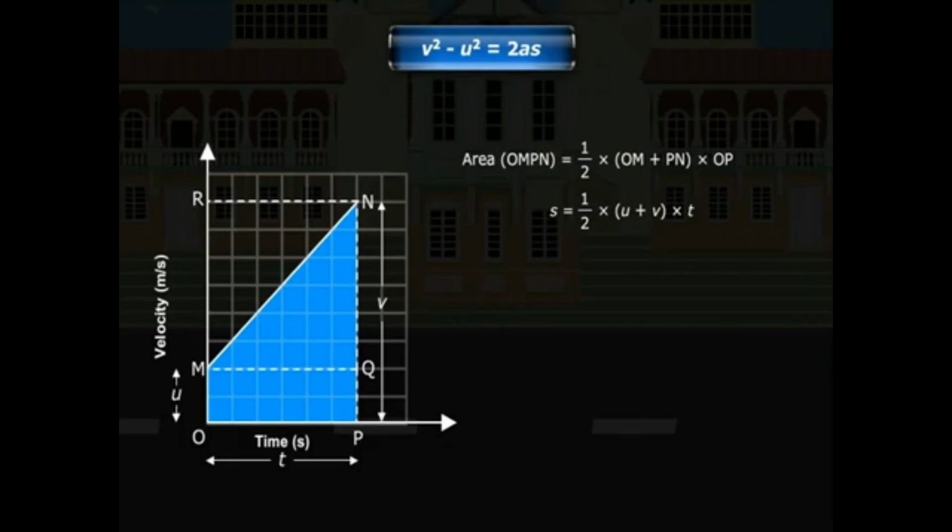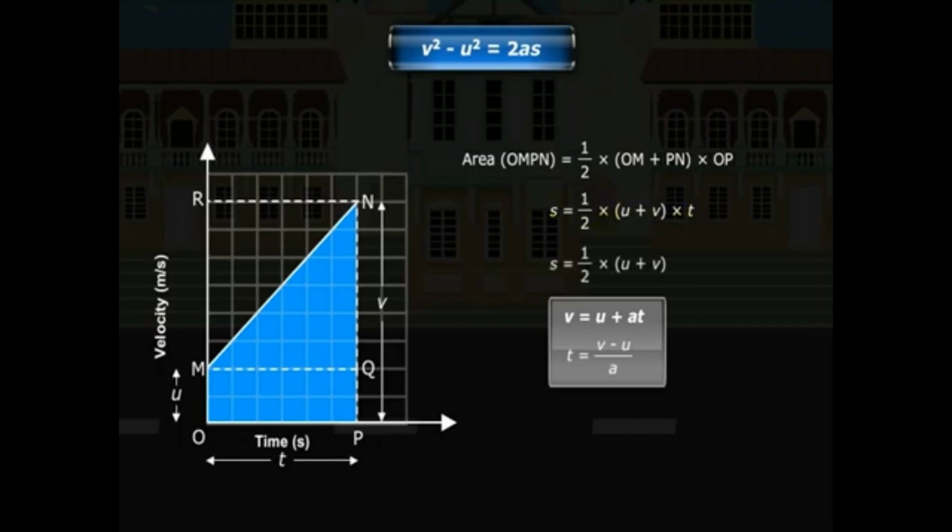Let's look at our velocity-time equation. v equals u plus at. Now, if I ask you to find t from this, that should be simple maths. t is v minus u by a. Now, you got this value of t. We substitute this in our first equation. And what do we get? The distance s is half into u plus v into, instead of t, we write v minus u by a.